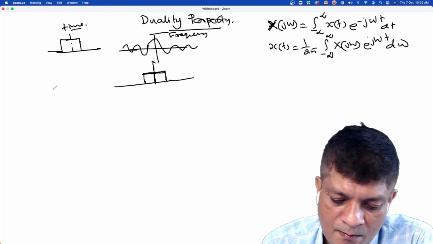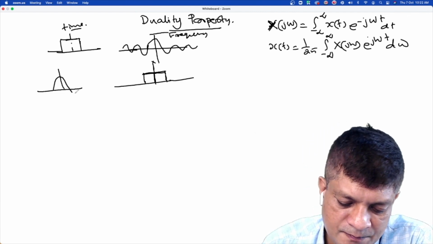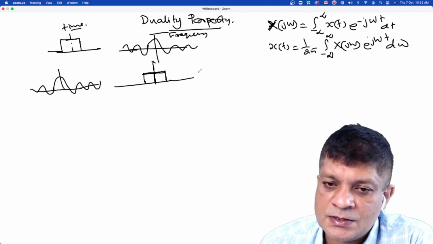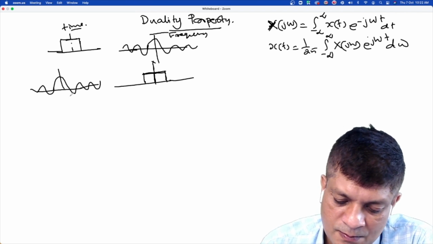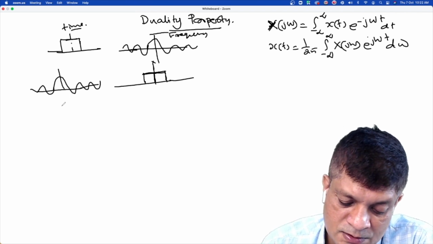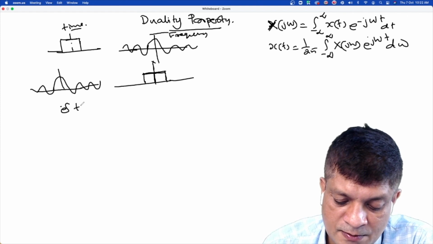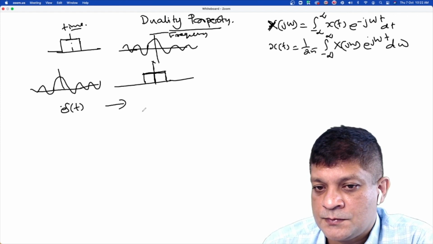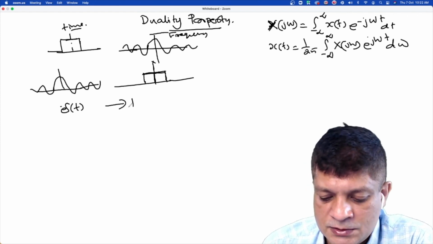It is a sinc function, isn't it? It is a sinc function. Not only this example, let's say this: what is the Fourier transform of the delta function? The Fourier transform of the delta function is 1.